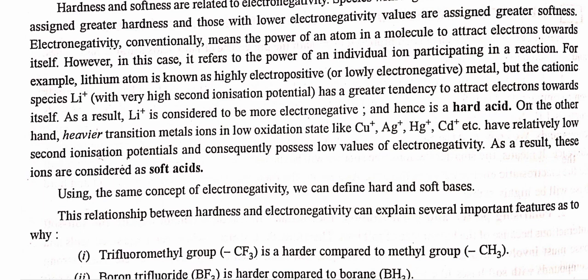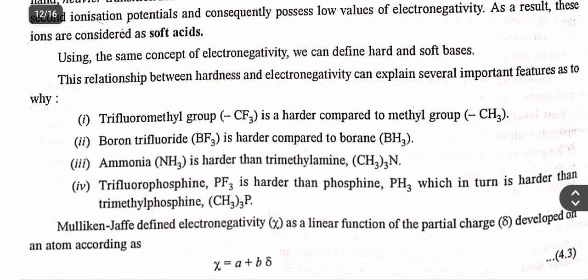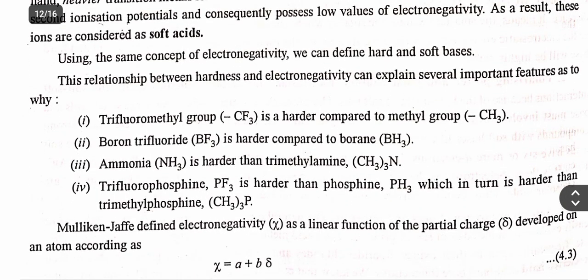Using the same concept of electronegativity, we can define hard and soft bases. This relationship between hardness and electronegativity can explain several features, such as why the trifluoromethyl group is harder compared to the methyl group. Boron trifluoride is harder compared to borane. Ammonia is harder than trimethylamine. Trifluorophosphine PF3 is harder than phosphine PH3, which in turn is harder than trimethylphosphine.